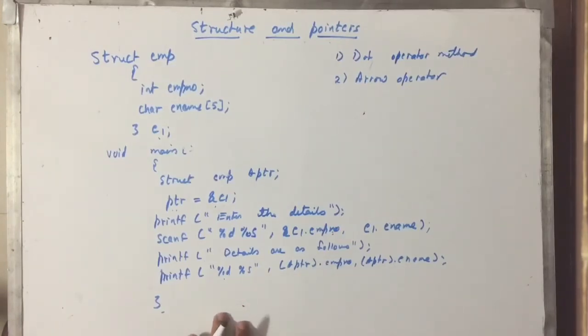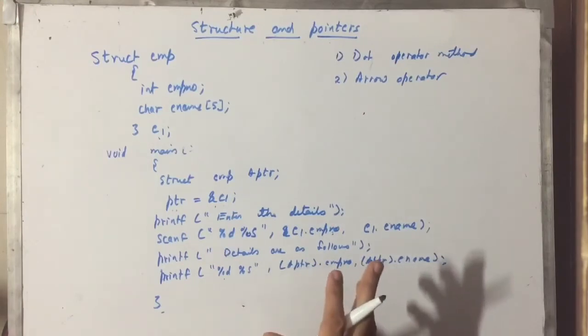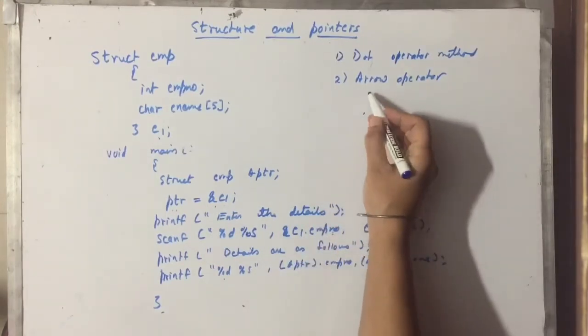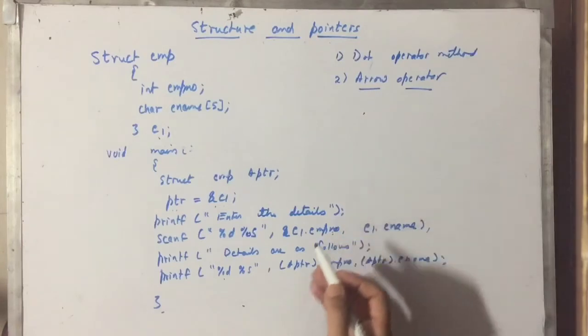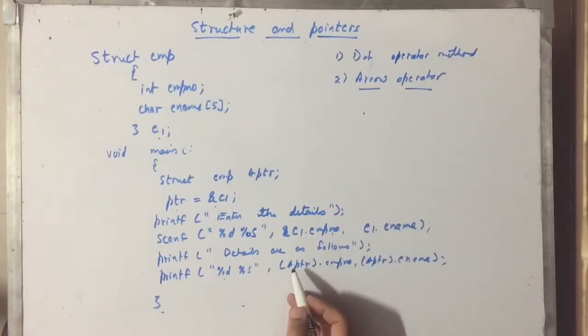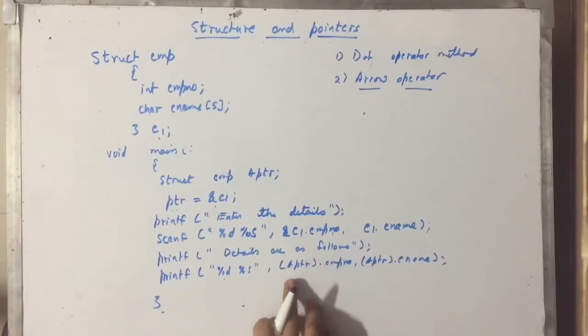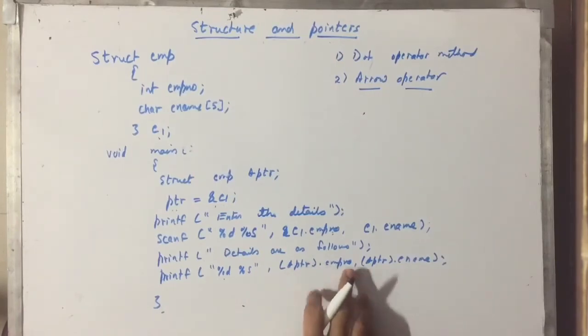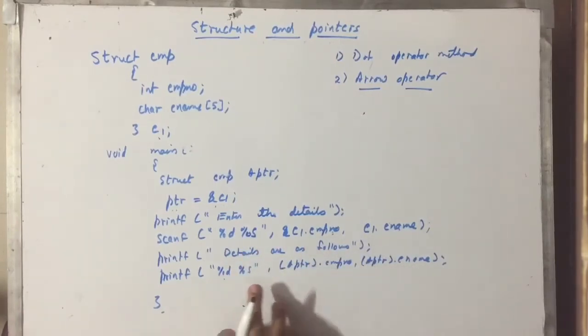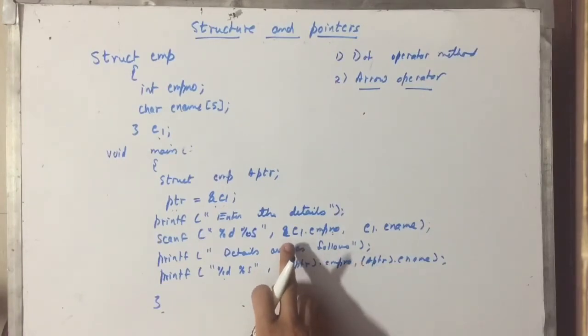This is a small example which is showing us the structure and pointer concept. Now this same example can be used for the arrow operator as well. In case of the arrow operator, there will be a slight change. Instead of the dot operator we are using the arrow operator here. We can use the same example. Similarly we can accept the values using the same concept.